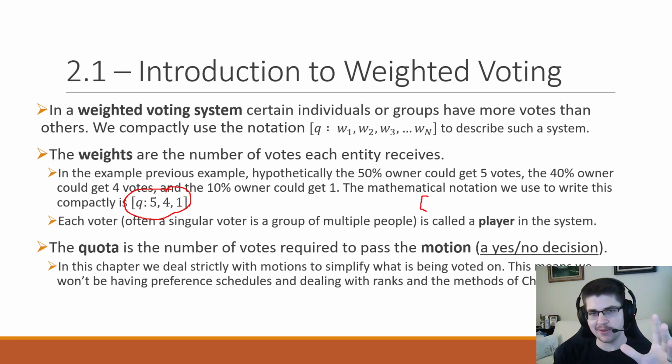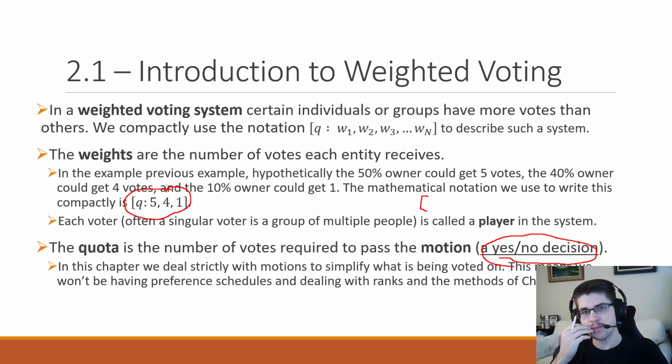Like say, in the previous chapter we have 4 candidates, we're trying to figure out who's the best. In this chapter, we're going to be specifically focused on what we call motions, which is just another term for a yes/no decision. And the quota represents the number of votes required to pass the motion.